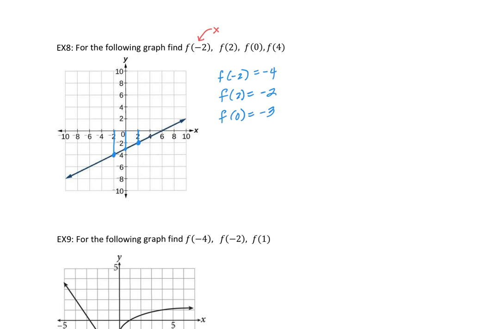What about f of 4? So I go to 4 and I go down, and again it's a halfway point between 0 and negative 2. So f of 4 looks like negative 1. Let's try another example.